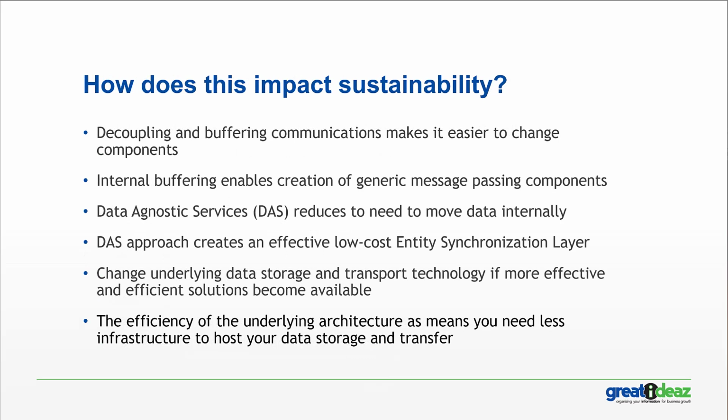So as ever, one of the last things we do in each of our enterprise architecture courses is we look at the impact of this architecture on sustainability of the solutions as a whole. One of the first things that we should take away from this data flow is that the ability to decouple and buffer communications makes it easier for us to change components. And the double buffering mechanism that we implement within Great Ideas and Trellis Spark is going to really help us to create a complete set of generic message passing components.